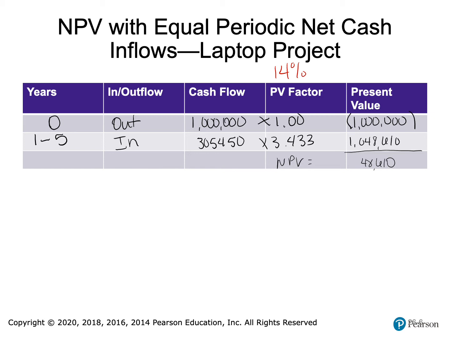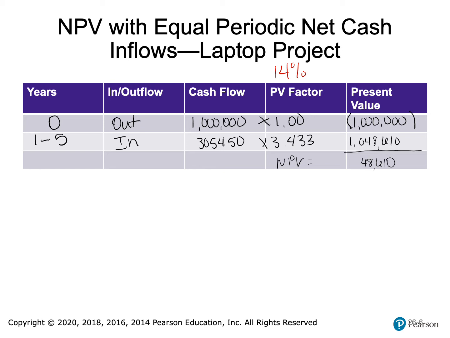This does not mean that the profit of the project is 48,000. This does not mean that the project is going to bring in $48,000 in cash. Actually, it's bringing in 305,450 every year for 5 years. What this tells me is that the project returns 14% plus 48,000 on top of that 14%. So the 48,000 is the additional return on top of 14%. If the project returned exactly 14%, then NPV would be exactly 0.